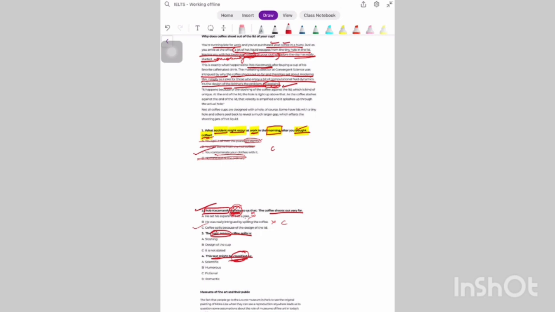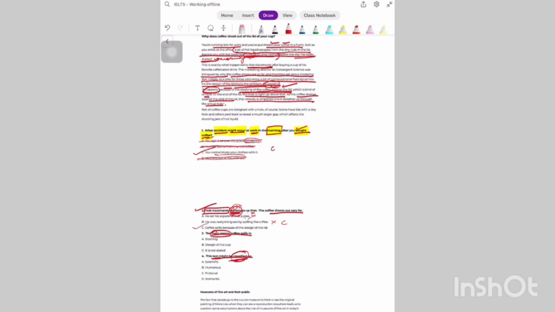Okay, let's read the next paragraph. It happens because of the main reason of the coffee spill, as the coffee sloshes. Okay. It happened because of the sloshing of the coffee against the lid, which is kind of unique. At the end of the lid, the hole is right up above that. As the coffee sloshes against the end of the lid, that velocity is amplified and it splashes up through the actual hole. So the main reason is the sloshing of the coffee against the lid, which they find unique.